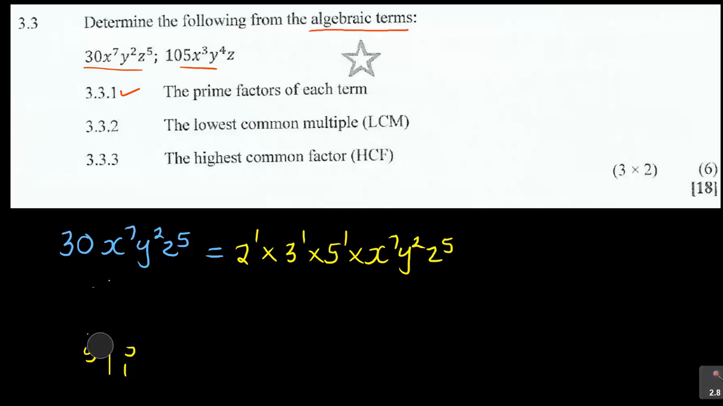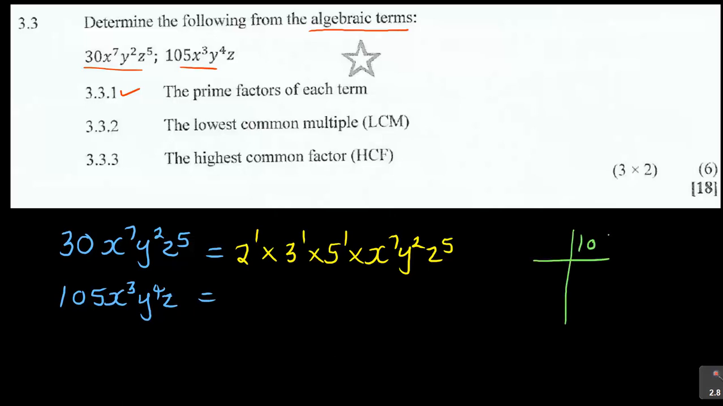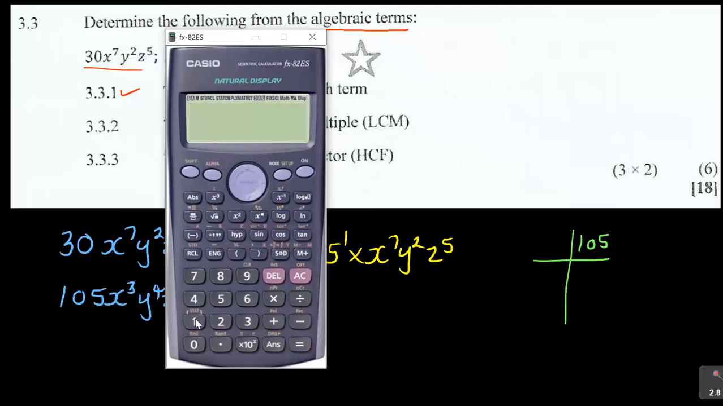And the second one, we're given 105 x cubed y 4 and z. I do the same thing that I did here. I've got 105. I think the first one is 3 can go into 105. So if I say 105 divided by 3, am I right? Yes, 105 divided by 2 won't do, but by 3 is 35.